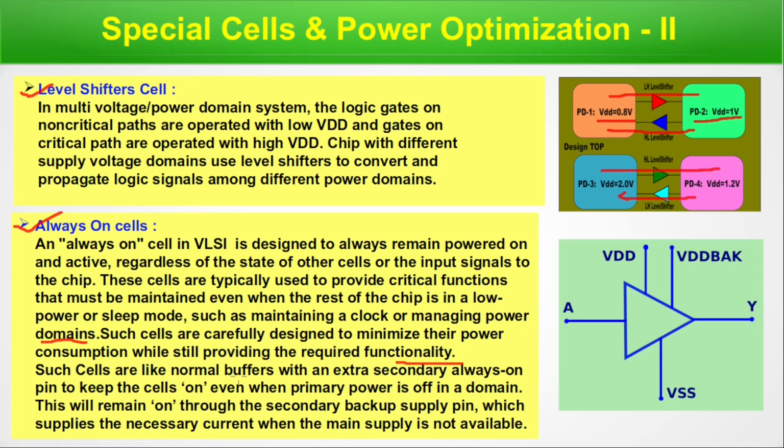Such cells are like normal buffers with an extra secondary always-on pin to keep the cells on even when primary power is off in a domain. These will remain on through the secondary backup supply pin, which supplies the necessary current when the main supply is not available. So it's like an ordinary buffer. Also, there is another extra secondary always-on pin, that is the backup pin. When the main supply is not available, that backup supply pin provides power to this block or this cell. So that is an always-on cell.